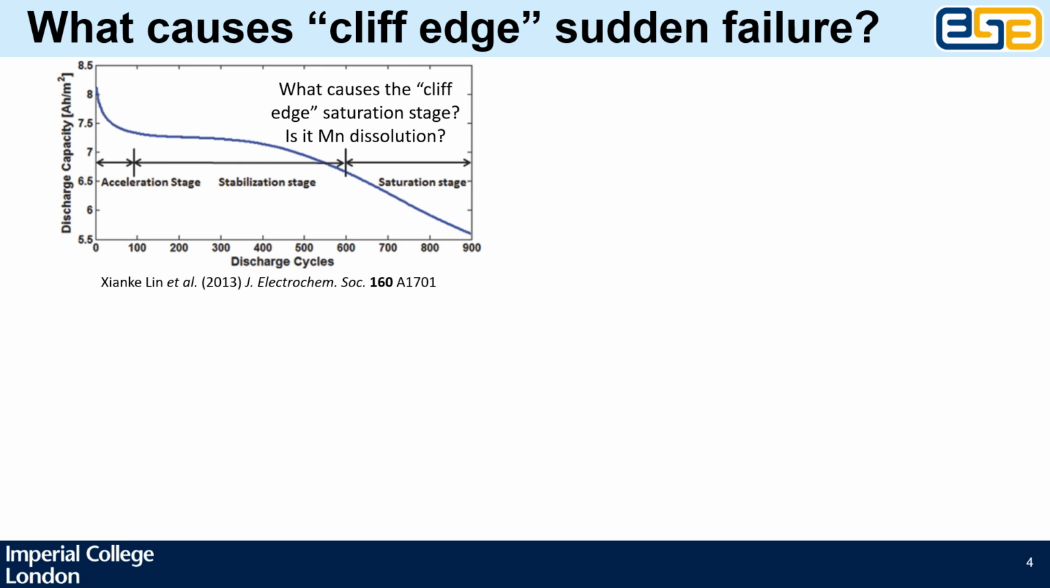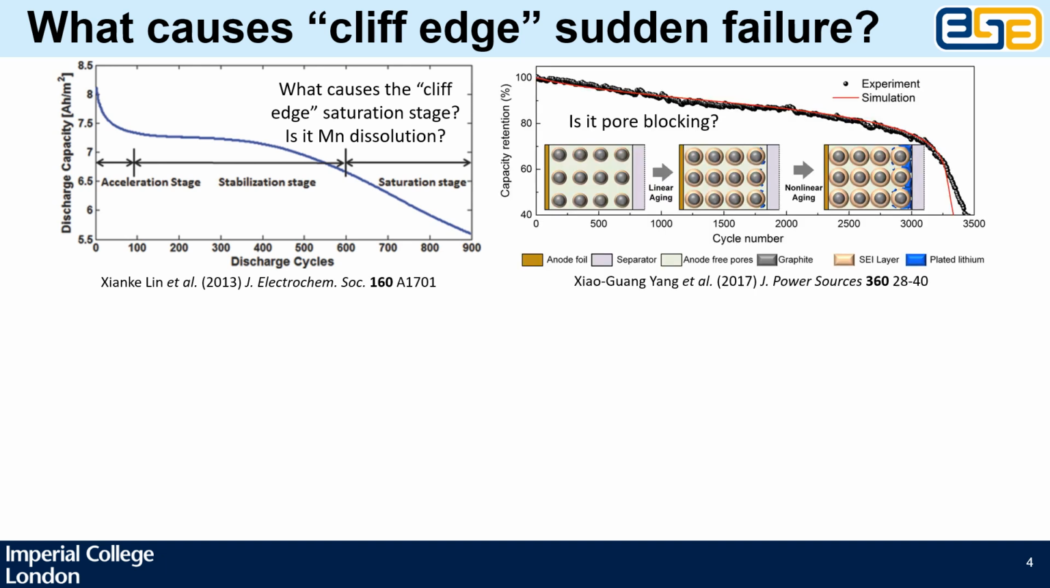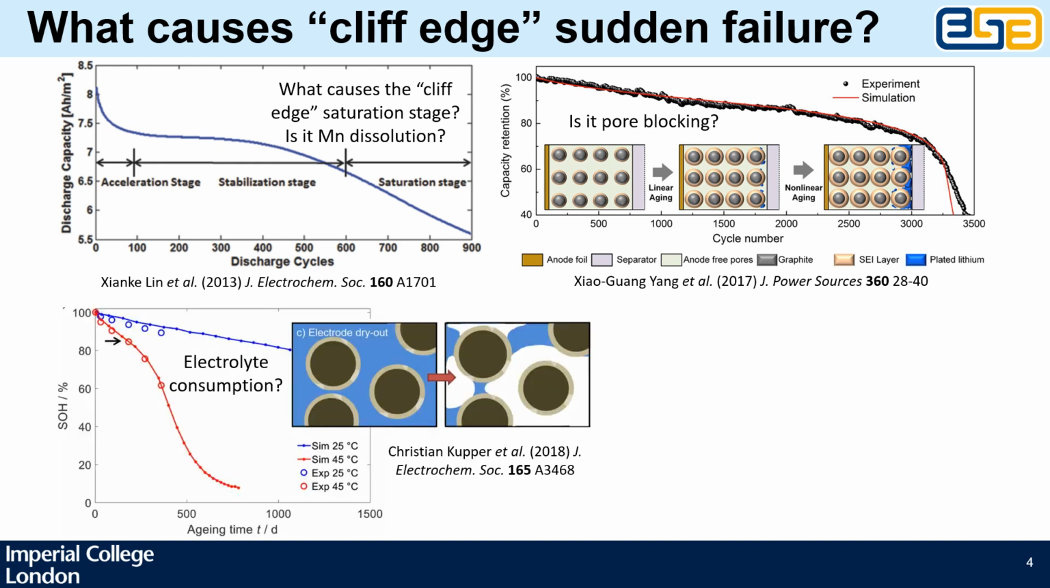One of the research questions we wanted to answer when we started out on this study is what causes the sudden capacity drop that occurs at the end of a battery's life, which is also called the cliff edge or rollover. Shankar Lin's team blamed manganese dissolution at the positive electrode. Xiaoguang Yang's team blamed the SEI causing pore clogging, causing runaway lithium plating. Christian Cooper's team blamed the SEI growth causing consumption and loss of the electrolyte.